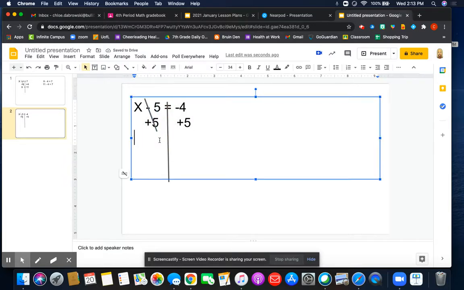So this left-hand side, I'm left with x. And x is going to equal -4 plus 5. Again, we get a value of 1.